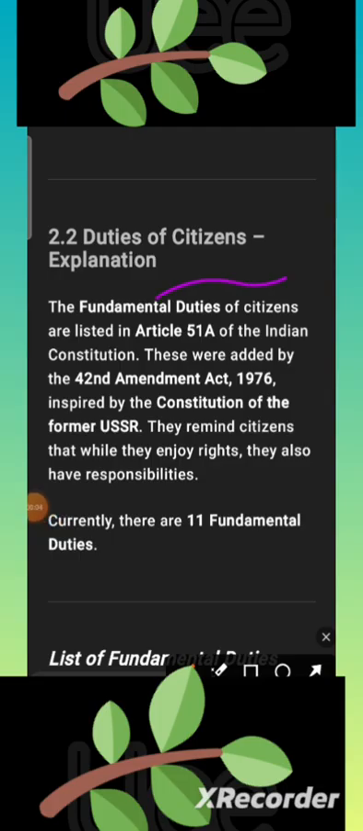Duties of citizens. What are fundamental duties? Fundamental duties are moral obligations laid down in the Indian Constitution. They are found in Article 51A, Part IVA. While fundamental rights are what the government must do for citizens, fundamental duties are what citizens must do for the country. Added by the 42nd Amendment 1976 and expanded by the 86th Amendment 2002, there are 11 duties.